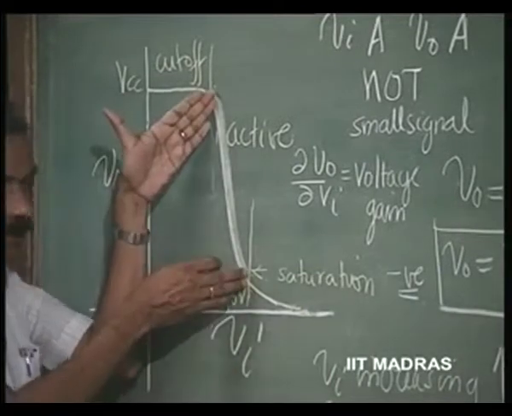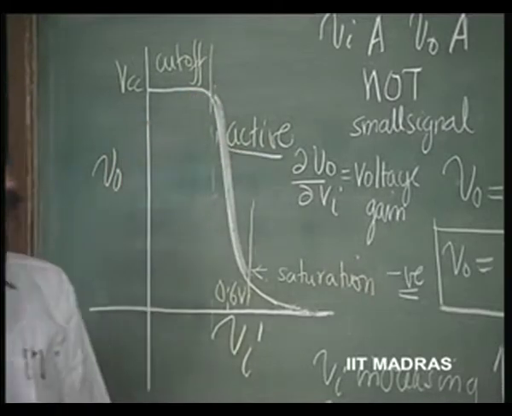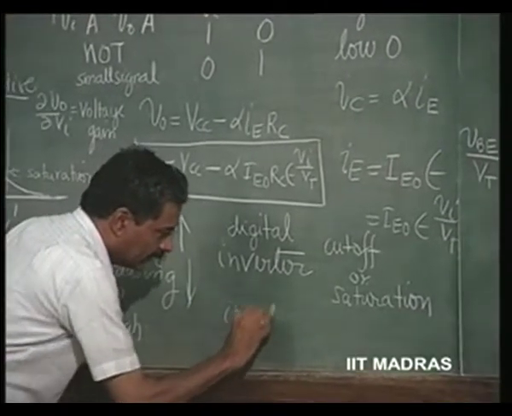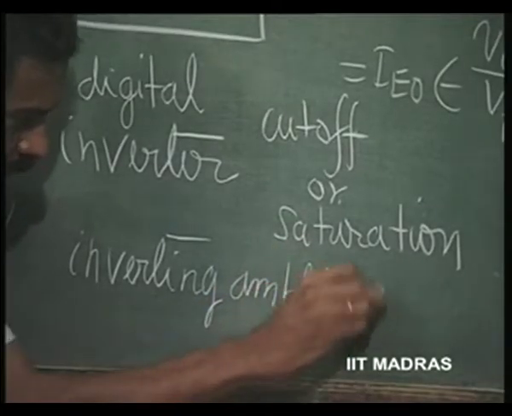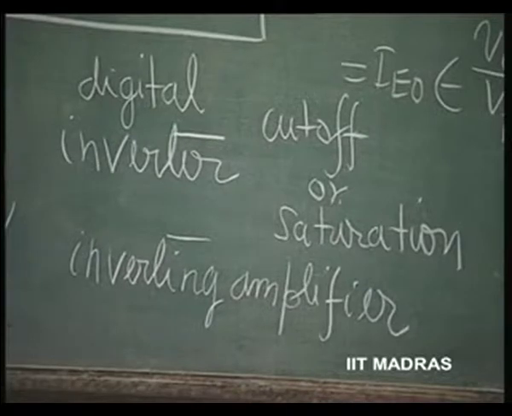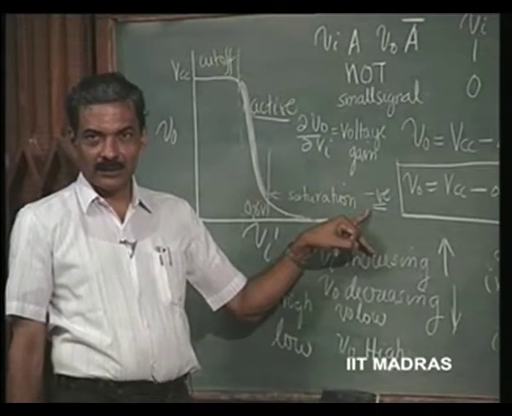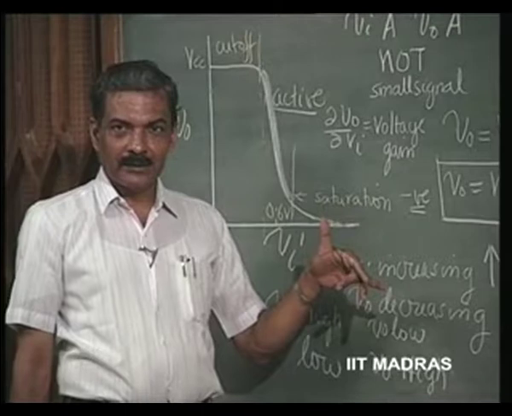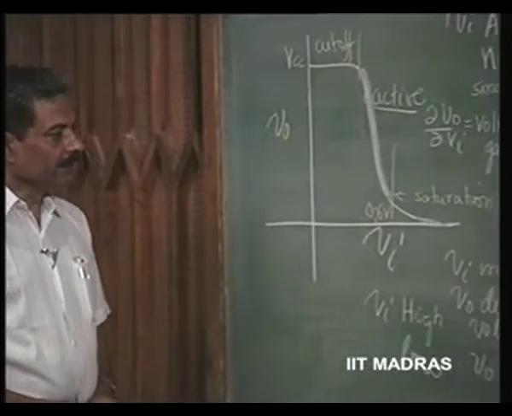And if we operate in this region, if the bias is such that the operating point is in this region, which is the active region, it is then used for inverting. It is also an inverter, but an inverting amplifier. The gain is negative, or the slope here, delta V naught by delta Vi, is negative. That is what is meant by inversion. If the voltage is incremented, output will be decremented. So this is what is meant by inverting amplifier.